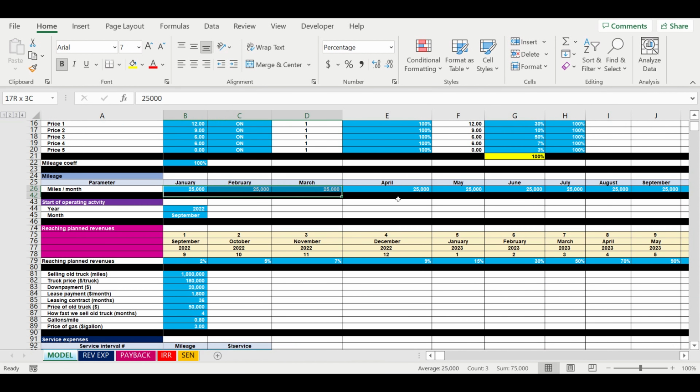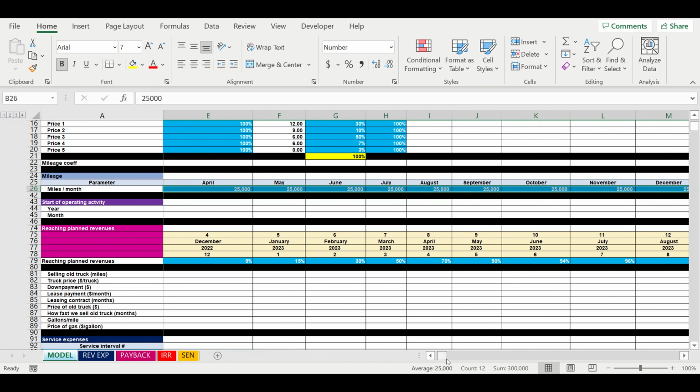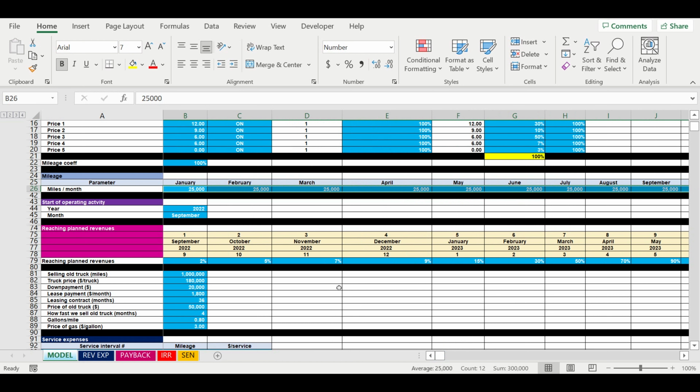So for example, if we specify this mileage, the problem is that we won't be able to get this maximum mileage right from the first month of our operating activity. We will achieve it step by step. And here we can specify that, for example, in the first month when we start operating activity, we will get only 2% of 25,000 miles. Then we will get 5% of mileage, then 7%, 9, 15.